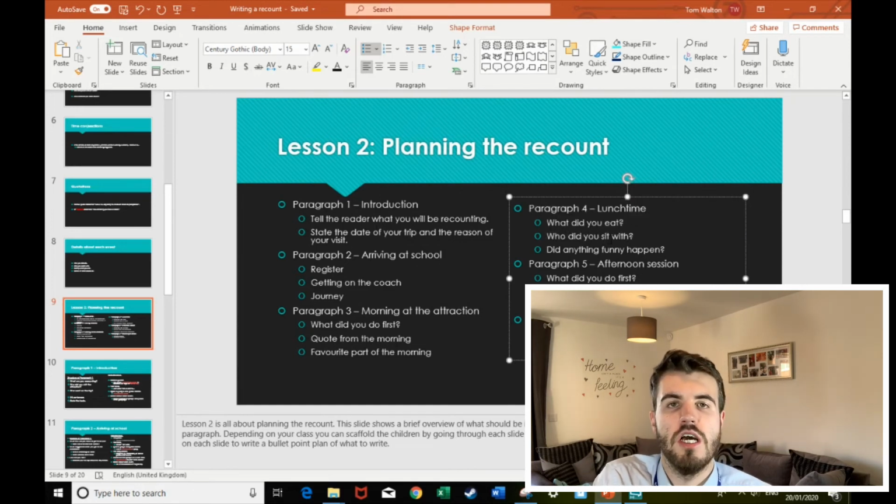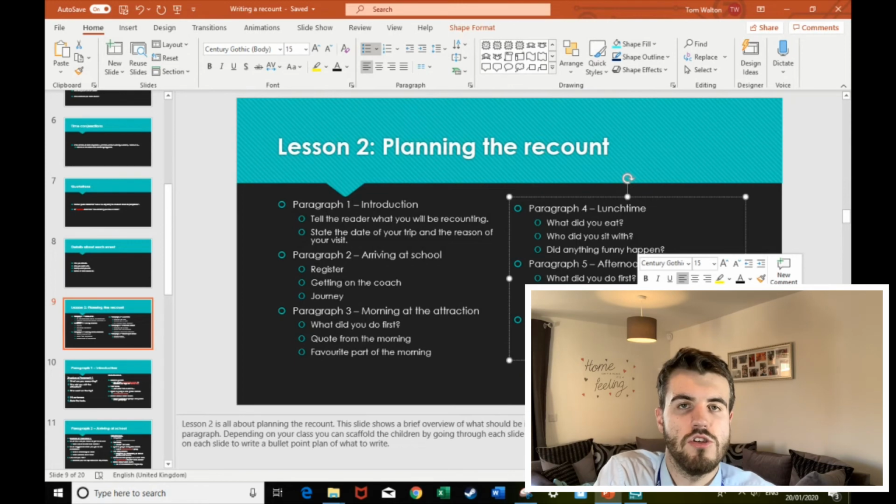Paragraph 4 is lunchtime. This is one of the favourite parts of the day for the children on their school trip. What did they eat? What special snacks did they bring because they weren't at school? Who did they sit with? What happened? All that information can be put in the lunchtime paragraph, and trust me, there'll be enough to write about. It might not seem like it, but kids love writing about their lunchtimes on trips, so get them in there.